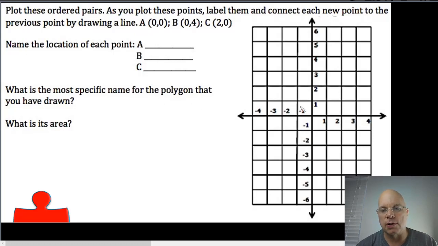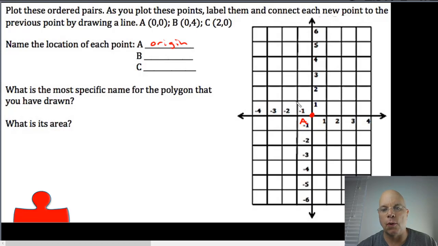A is at 0, 0. That is the origin. And so I don't need to move right or left. I don't need to move up or down. My point's at the origin. I'm going to name that origin, and I'm going to label that point A.